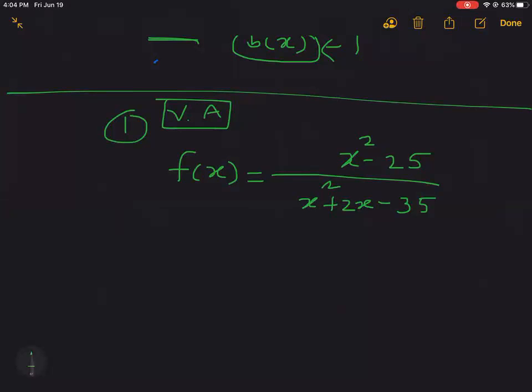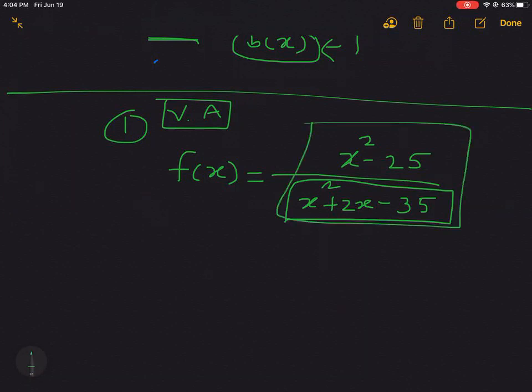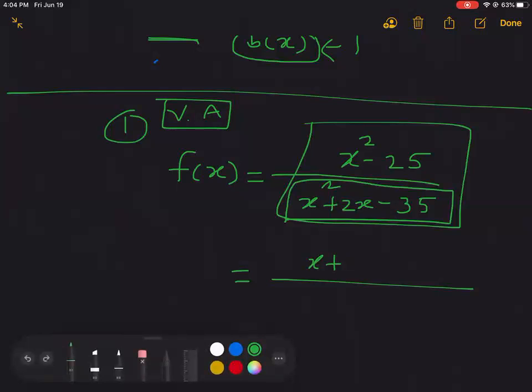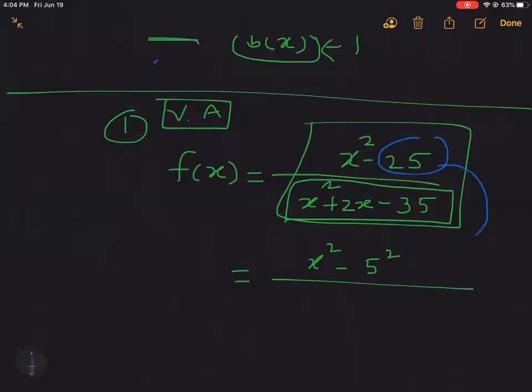So for the vertical asymptote, you just need to find the values of x from the denominator which make your function undefined. That means which make this denominator 0. First of all, we'll try to see whether we can simplify this entire function or not. This will make our life easier. Let's try that. I can write x squared minus 5 squared, right? I can clearly write this 25 as 5 squared.